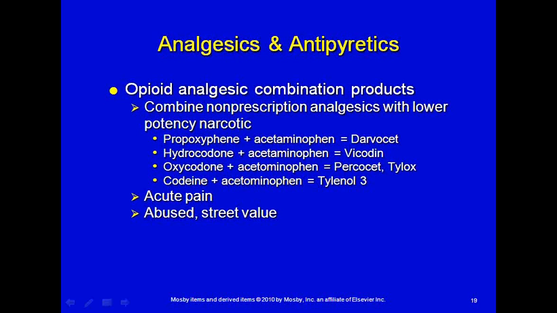It's not uncommon for opioid analgesics to be combined with other products. It lowers the potency of the narcotic and still helps alleviate pain. As an example, propoxyphene plus acetaminophen, that's Darvocet. Hydrocodone plus acetaminophen is Vicodin. Oxycodone plus acetaminophen is Percocet and Tylox. And codeine plus acetaminophen is Tylenol number 3.